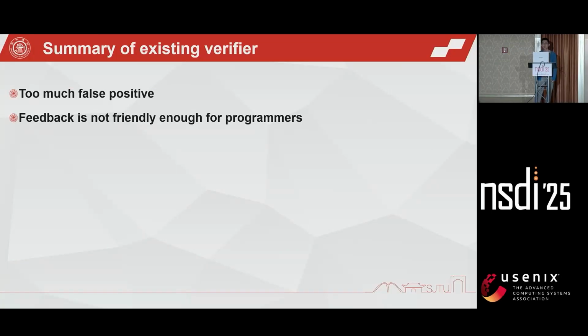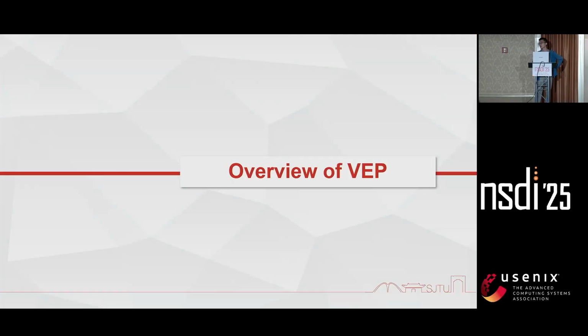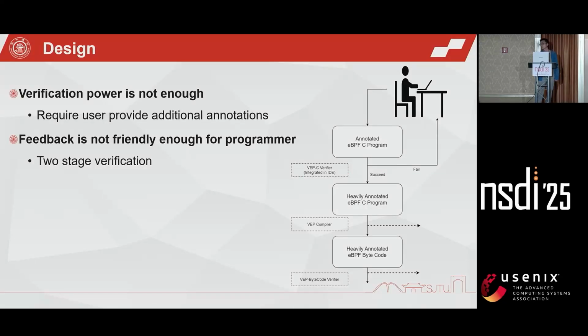In summary, current eBPF verifiers face two challenges. They generate too many false positives, and the feedback is not friendly enough for developers. To address these two challenges, we designed the new eBPF verifier VEP. For the first problem, VEP requires users to provide additional annotations. For the second problem, VEP adopts a two-stage verification strategy. Developers can refine their code using the C verifier by feedback, while the kernel enforces safety via bytecode-level verification before loading. Let's see how VEP works.